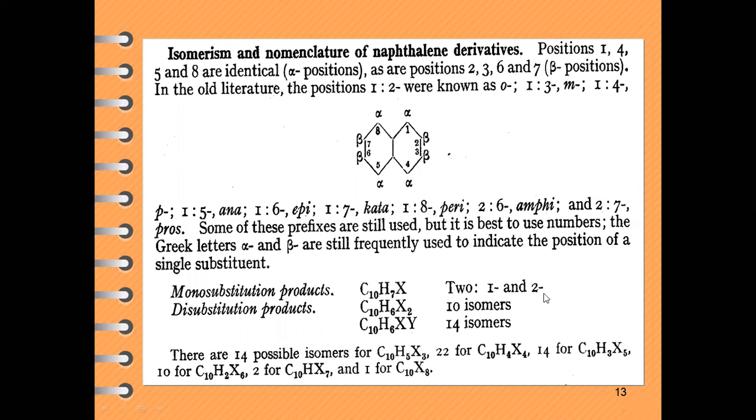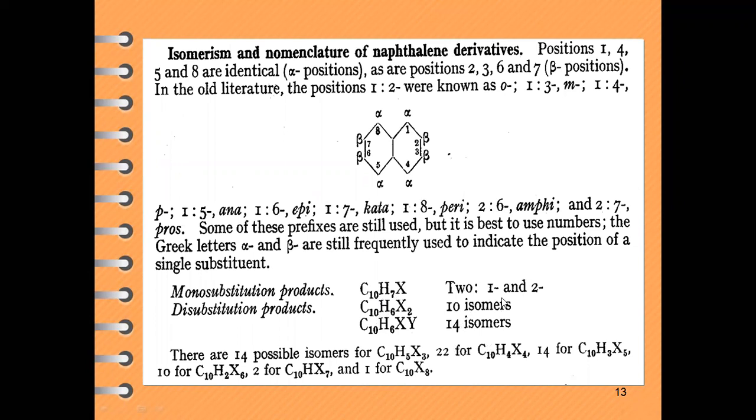So if we substitute naphthalene with a mono substitution, it is going to have 2 isomers, at position 1 and 2. Then if the naphthalene ring is di-substituted, with two substitutions, naphthalene is going to give us 10 isomers, depending upon the position of the substitution. That di-substituted naphthalene, X2, will be producing 10 isomers.